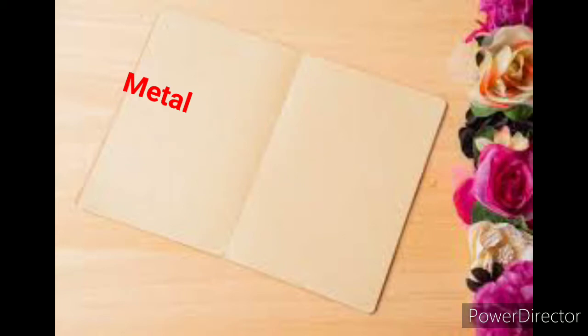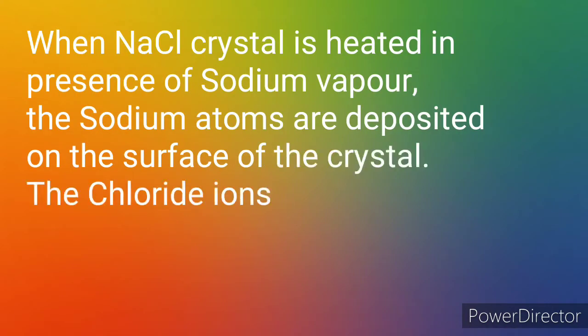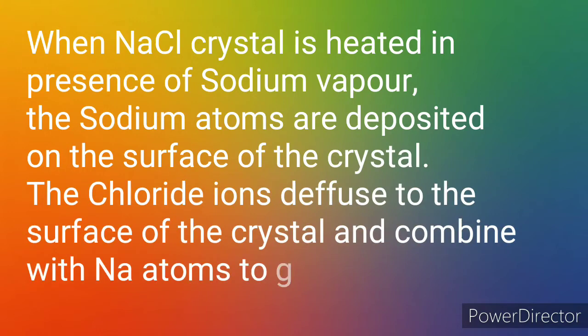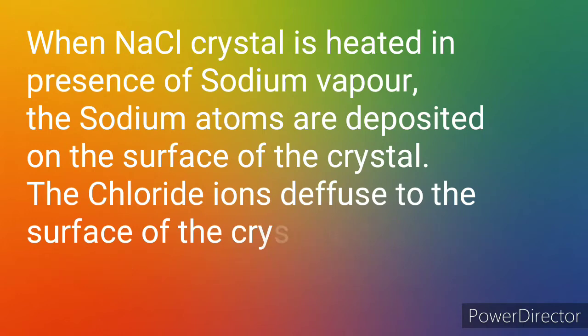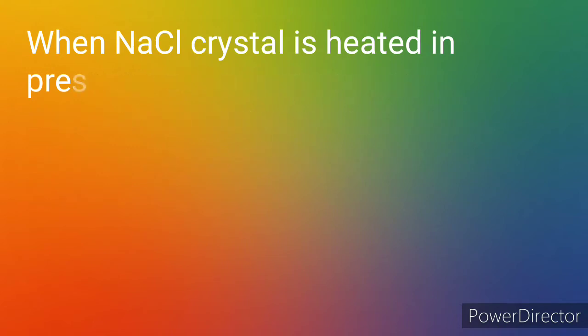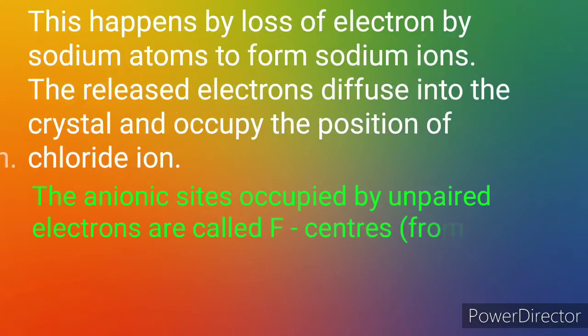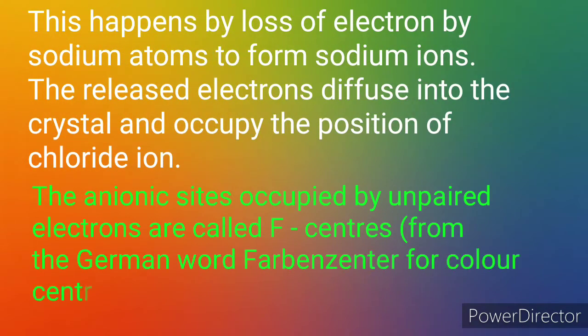This can be explained with the help of an example. When crystals of NaCl are heated in an atmosphere of sodium vapor, the sodium atoms are deposited on the surface of the crystal. The Cl- ions diffuse to the surface of the crystal and combine with the sodium atoms to give NaCl. This happens by loss of an electron by sodium atoms to form Na+ ions. The released electrons diffuse into the crystal and occupy the anionic sites.